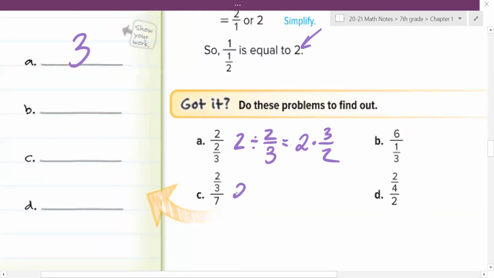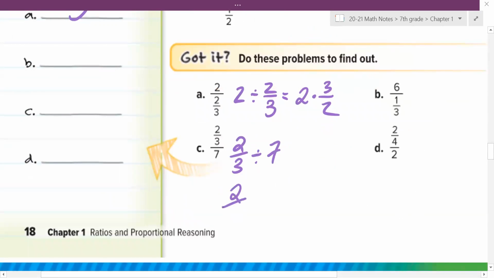Same situation here. We have 2/3 divided by 7. 2/3 divided by 7 is the same thing as 2/3 multiplied by the reciprocal, which is 1/7. I type that into my calculator. 2 ABC.